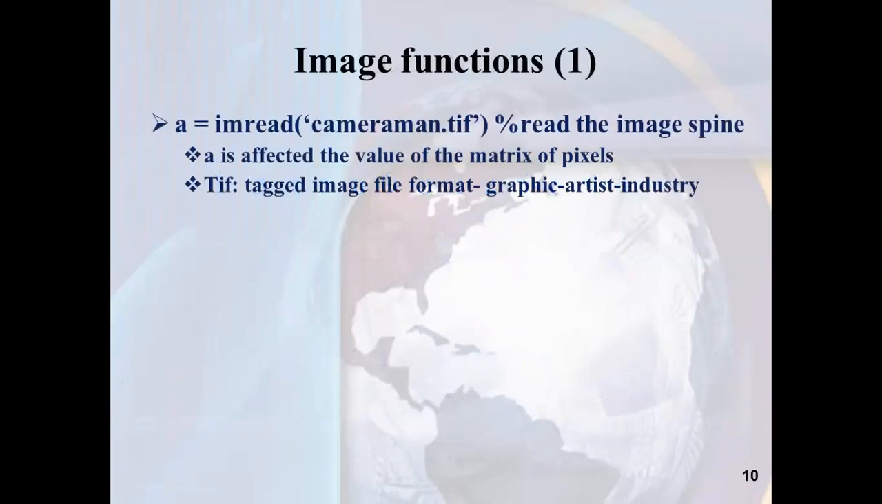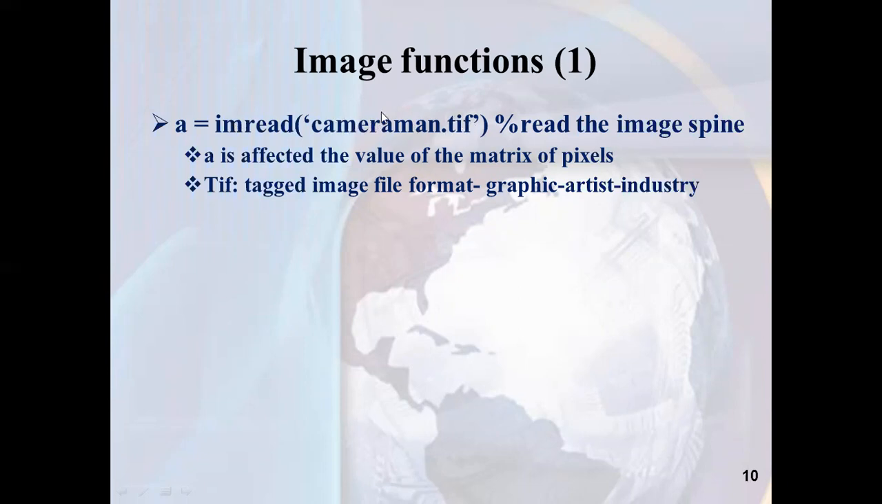Now in the third part of this chapter, we talk about the special basic MATLAB functions dedicated to image processing. The first function is imread, image read. Imread means image read, where we read an image. Cameraman.tif is the name of the image.